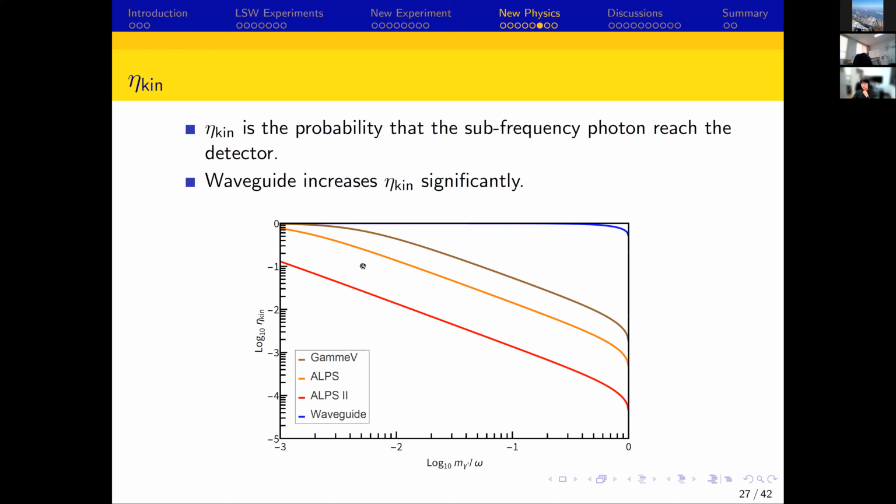And the blue line on the top corresponds to our waveguide experiment. Introducing the waveguide gives a much larger eta kinematic than other LSW experiments, so our setup is much more sensitive to this model than a usual LSW experiment.